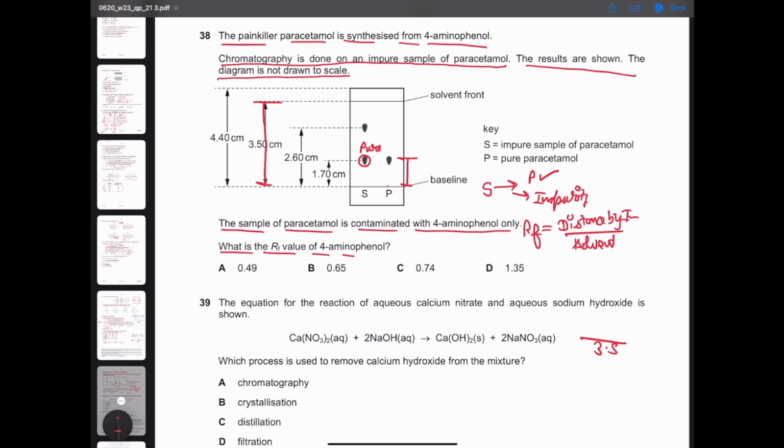And what is the distance traveled by the impurity? Is it 1.7 or is it 2.6? Those saying 1.7, it is incorrect because 1.7 is what pure paracetamol is traveling, right? So impurity is traveling way higher, which is 2.6. So when you divide 2.6 with 3.5, let me check the calculator once. 2.6 divided by 3.5. So the answer is coming out to be 0.74. So answer should be C.